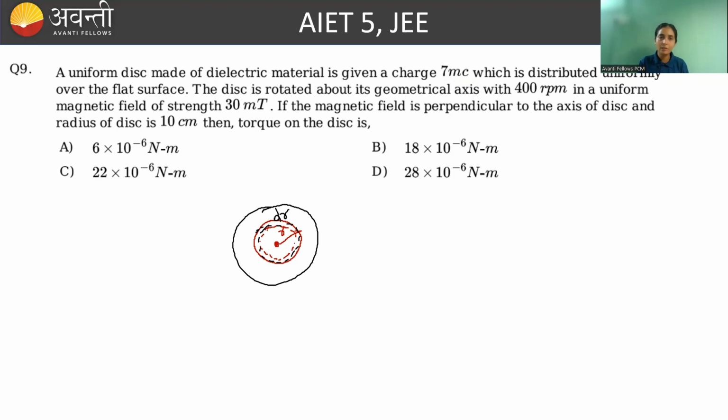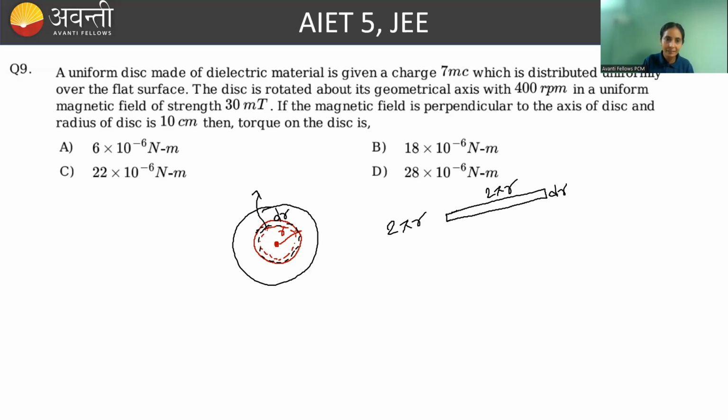Why am I taking thickness? Because I should choose an element such that it has area. If I take the element as a ring of radius r, it will only have a length of 2 pi r. But if there is a ring of radius r having thickness dr, then if you open the ring, it will look like this. So it will have area. This is the length 2 pi r and this is the thickness dr. So it has area of length into breadth, that is 2 pi r dr. So its area will be equal to 2 pi r dr.